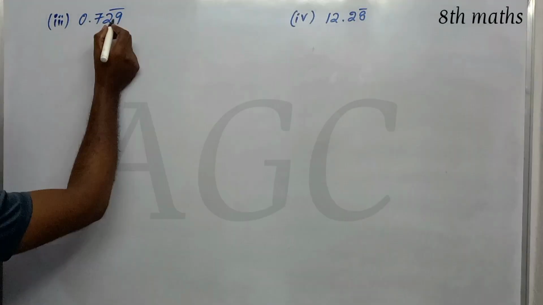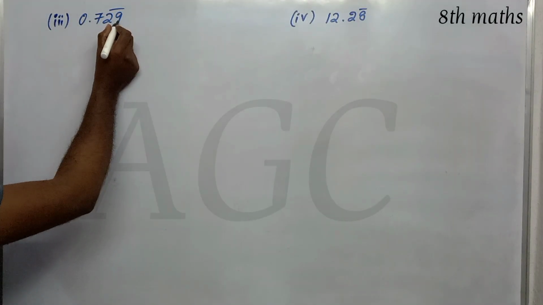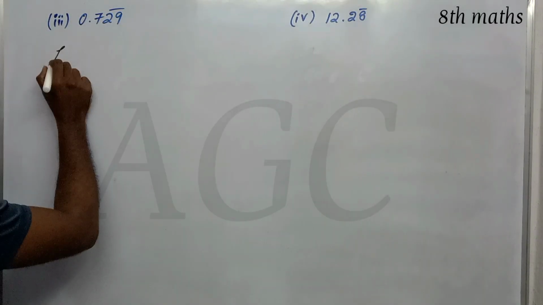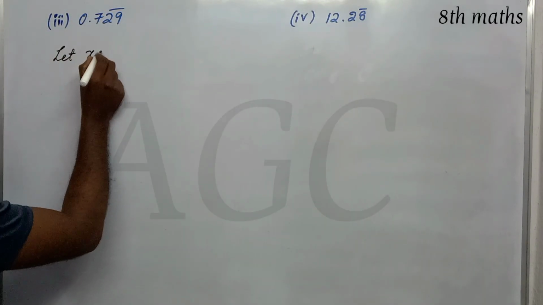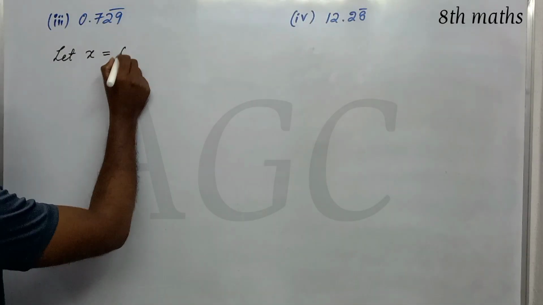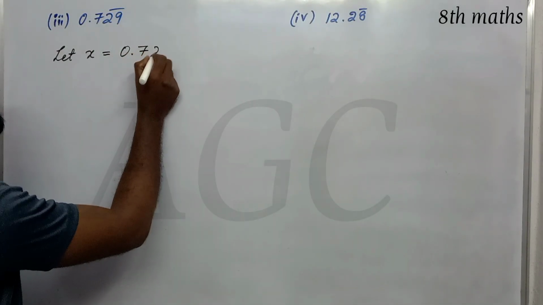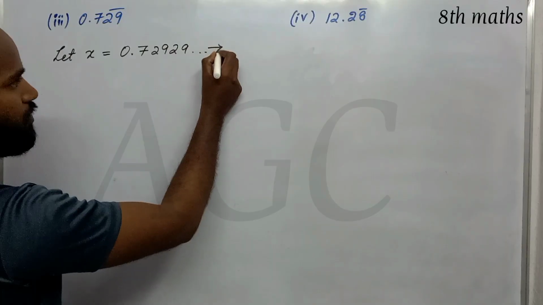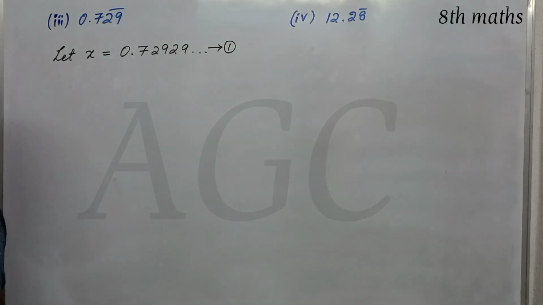Third question, it is also same as it is, but a small change here. So here the bar is only for 29, not for the 7. Okay, right. Let x equals to 0.729, only repeating, so 2 and 9 I am writing. Okay, so this is equation 1. So only 29 is repeating.